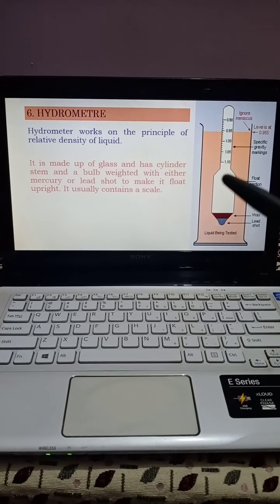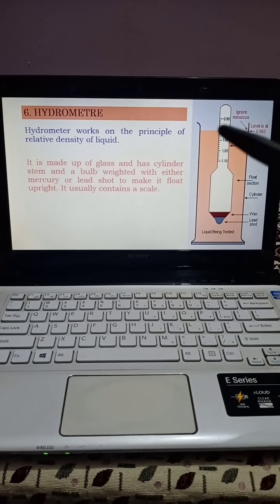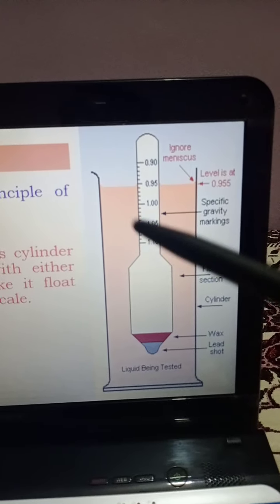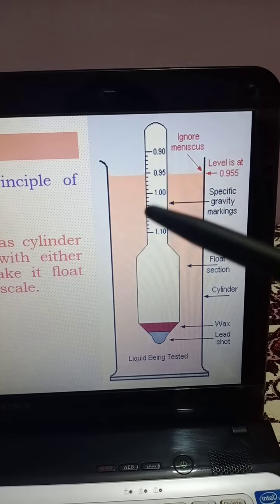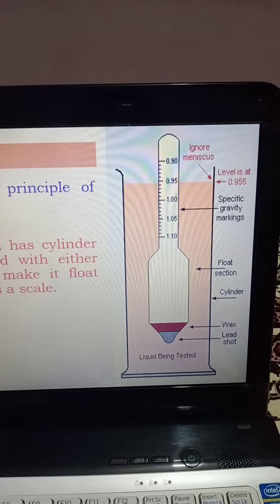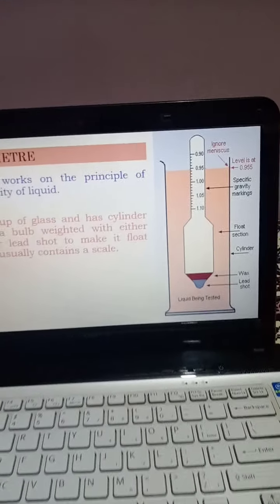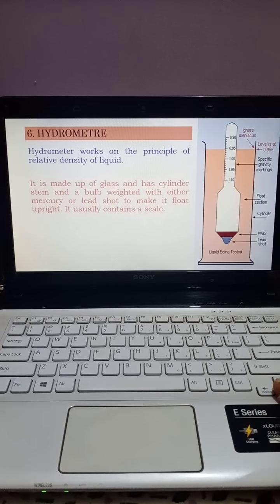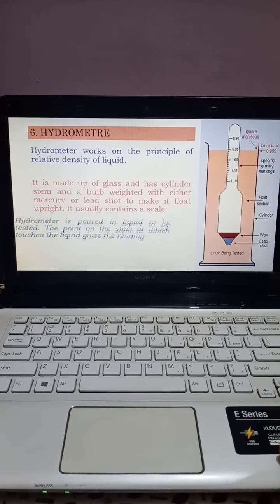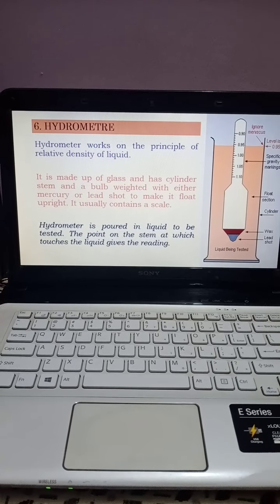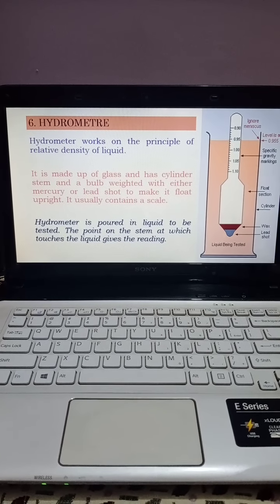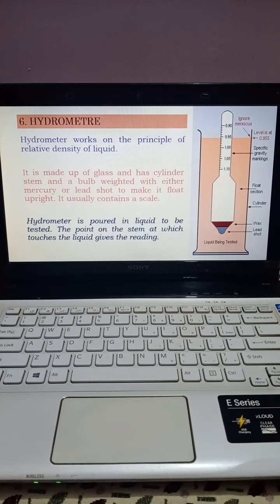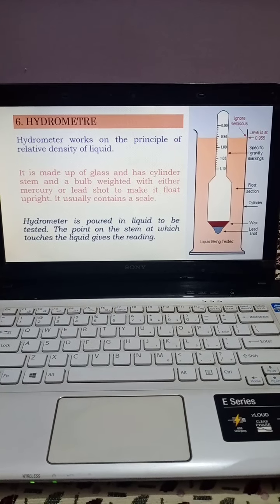And then further, this hydrometer is scaled. You can see the numbers. So this is how the hydrometer on the stem part is scaled. This is about the construction of hydrometer. So next we are going to see the working of hydrometer. Hydrometer is poured in a liquid to be tested. The point on the stem at which it touches the liquid gives the reading.